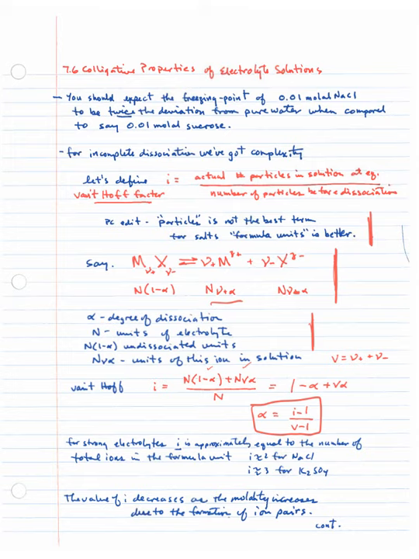So for strong electrolytes, the i value is approximately equal to the number of total ions, approximately equal to nu. But we'll see in real cases, i may be different than nu. The value of i decreases as the molality increases due to formation of ion pairs.